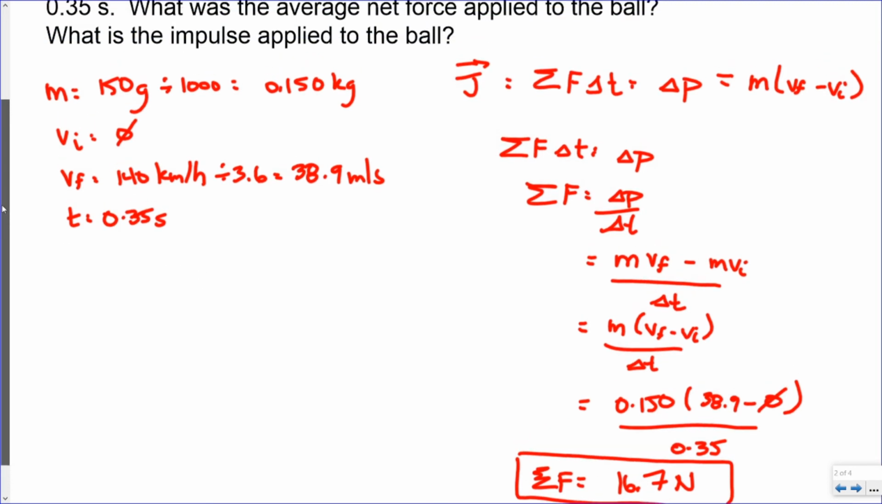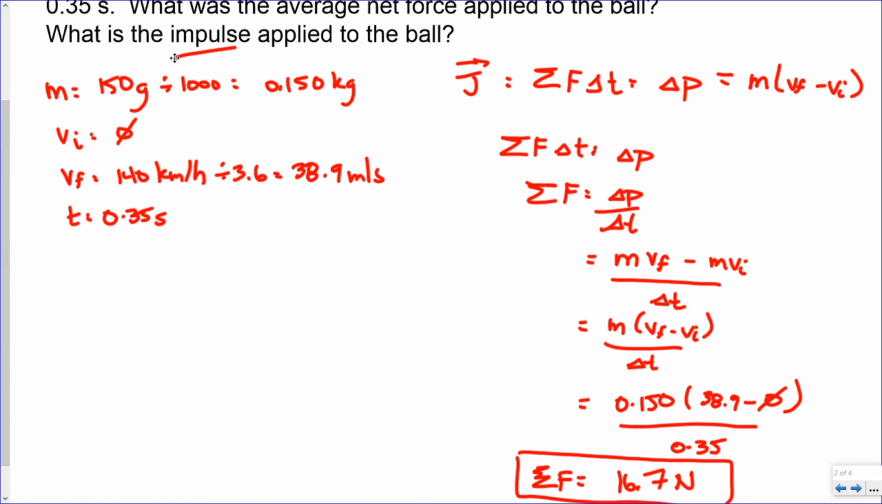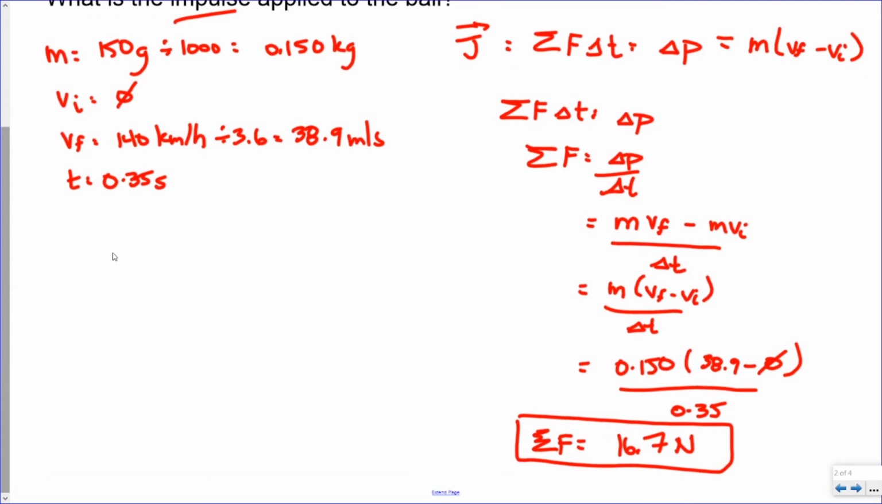The second part to the question is, what is the impulse applied to the ball? So impulse, if we take a look at this, what do we know? Well, we now know that impulse is equal to the change in momentum. So I can just write impulse is equal to the change in momentum. We know that the change in momentum is m times Vf minus Vi.